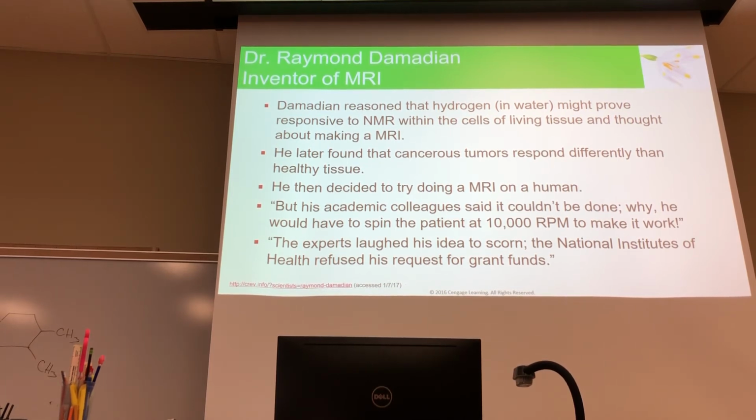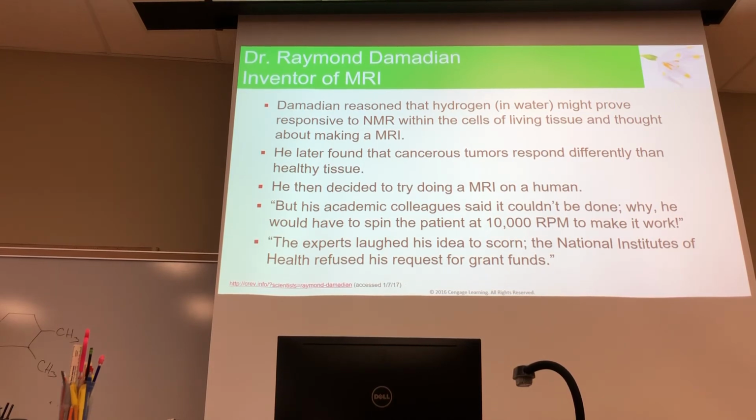Then some other people that were around there were looking at tumors that were out of the body, and doing MRIs on them. They found that the cancerous tumors responded differently than the healthy tissue. So he said, I've got to try this on a live human. That would be a great way to find tumors in people earlier. So he applied for grants and started telling people.